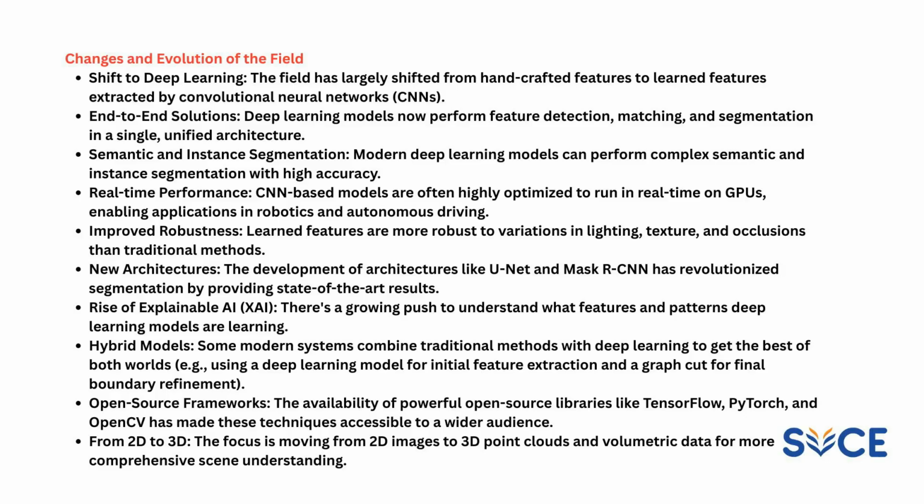What about hybrid models? While deep learning is dominant, some systems use hybrid models that combine the best of both worlds. For example, a deep learning model might perform the initial segmentation, and then a traditional graph cut algorithm is used to refine the final boundaries for a perfectly clean result.